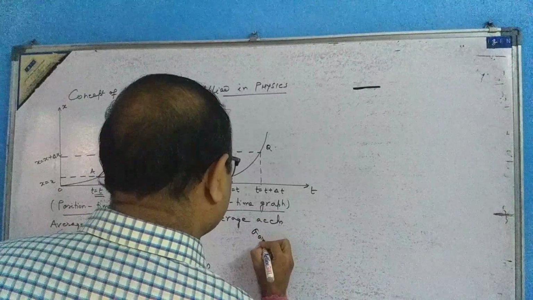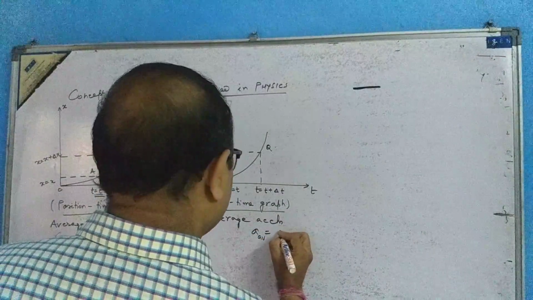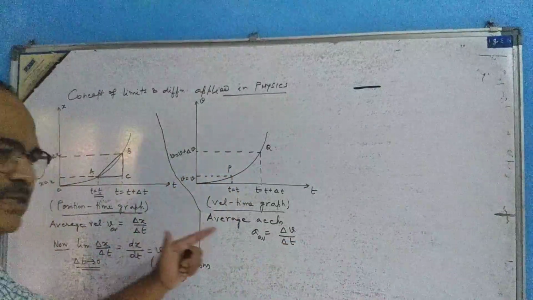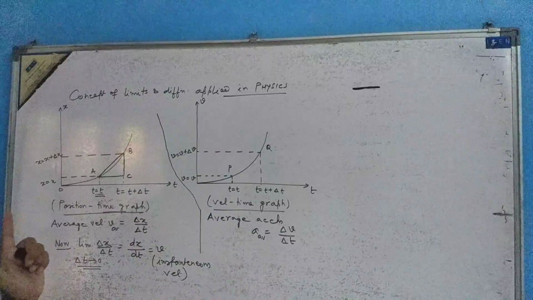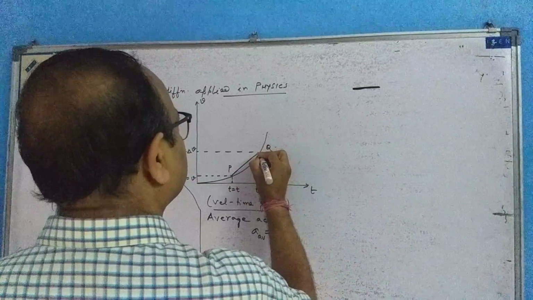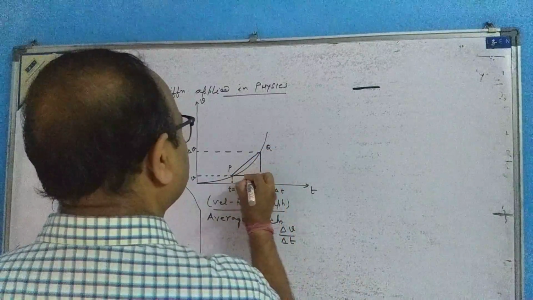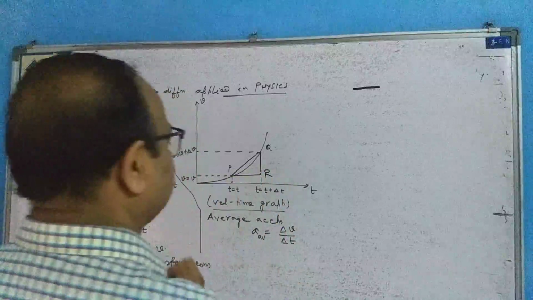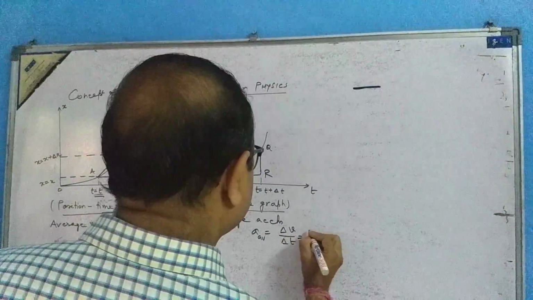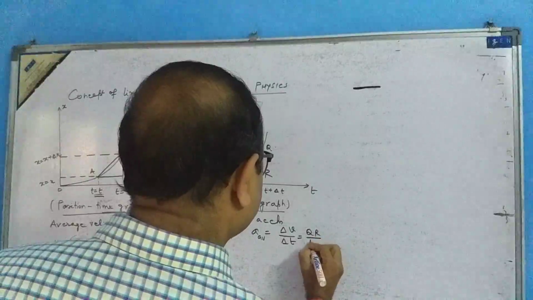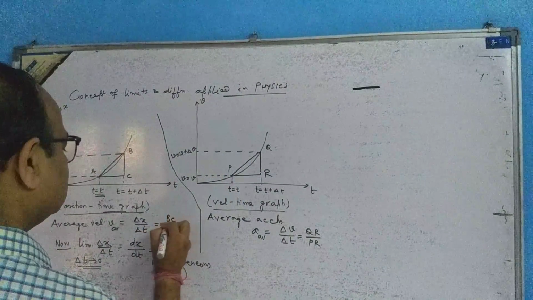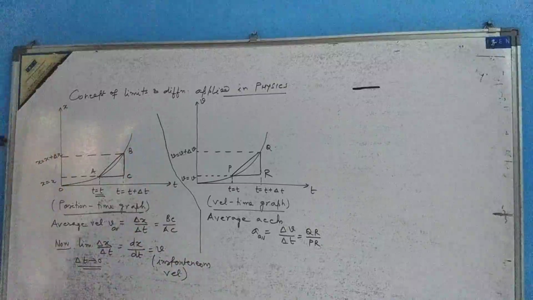Average. How much will it be? It will be delta v by delta t, exactly in a similar way. For that, what do we have to do? PQ will be joined. From here I have dropped a perpendicular. This is also a perpendicular. I write this. That means, what is this? It is obviously QR by PR. Just like this, it is equal to BC by AC, isn't it?